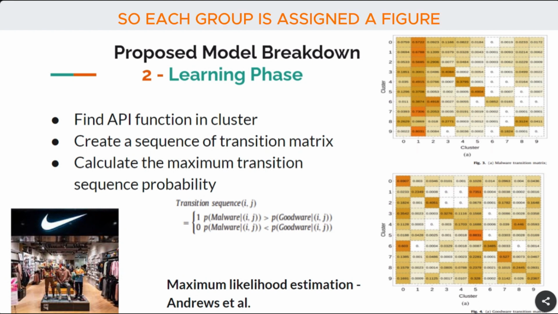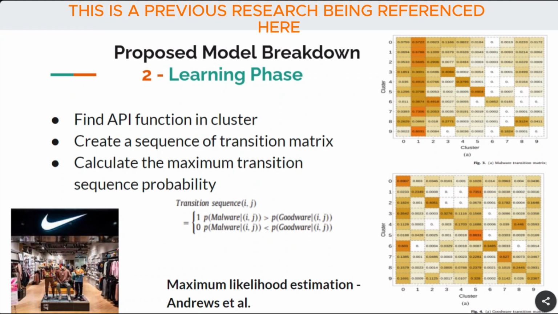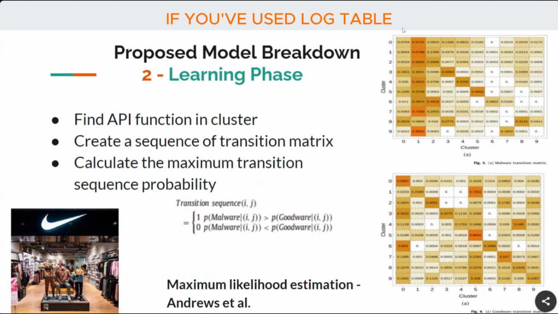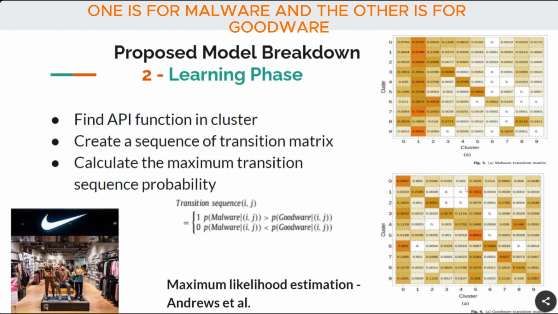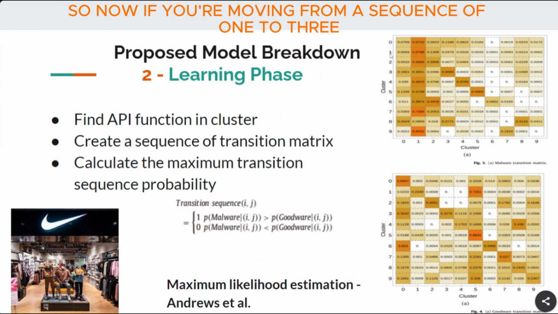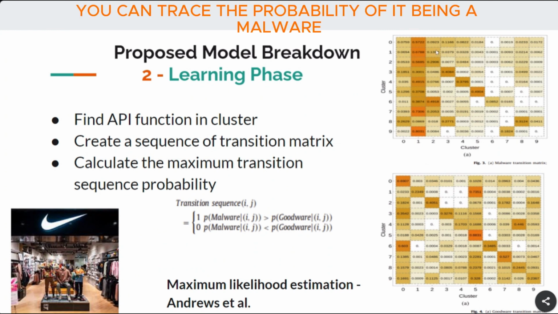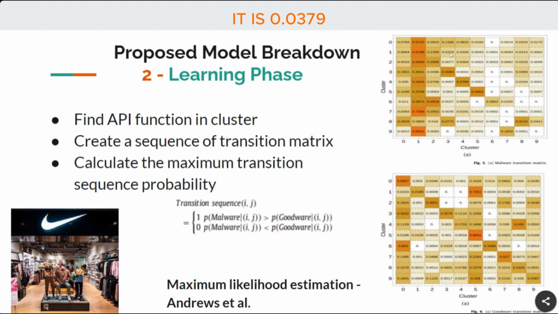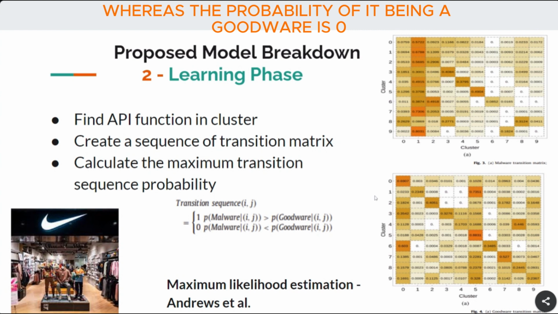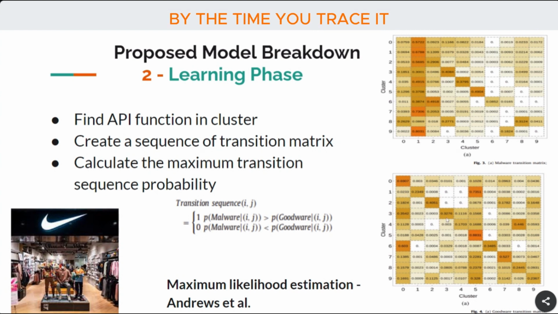Each group is assigned a figure, and then we have this table, which is the maximum likelihood estimation provided by Andrews et al. This is previous research being referenced there. Essentially, if you've used a log table, this will be easy for you to use. We have two tables, one for malware and the other for goodware. Now, if you're moving from a sequence of 1 to 3, you can trace the probability of it being malware. In this scenario, it is 0.0379, as you can see, whereas the probability of it being goodware is 0 by the time you trace it.